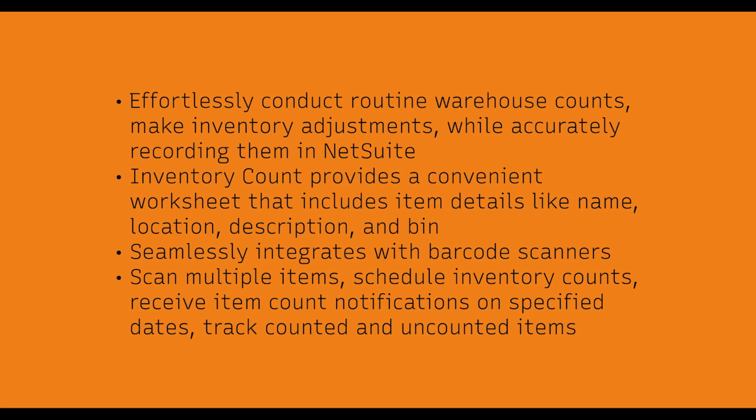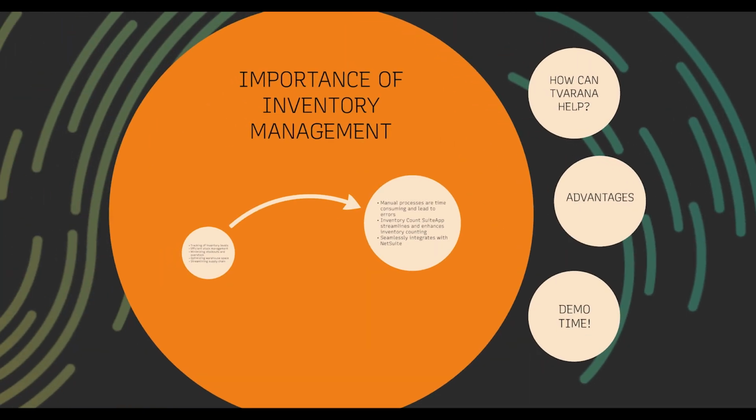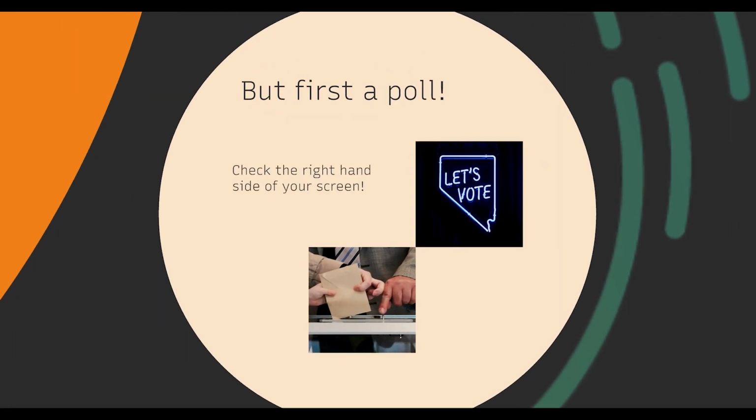Okay, so what are the different ways in which inventory counting can be performed? It can be done by updating a worksheet with counts and then uploading the same into NetSuite. It can be done, as I said, for bin items, non-bin items, or one could also create a custom worksheet. The second way to perform inventory counting is by using a barcode scanner. Let me explain this through a short demo.